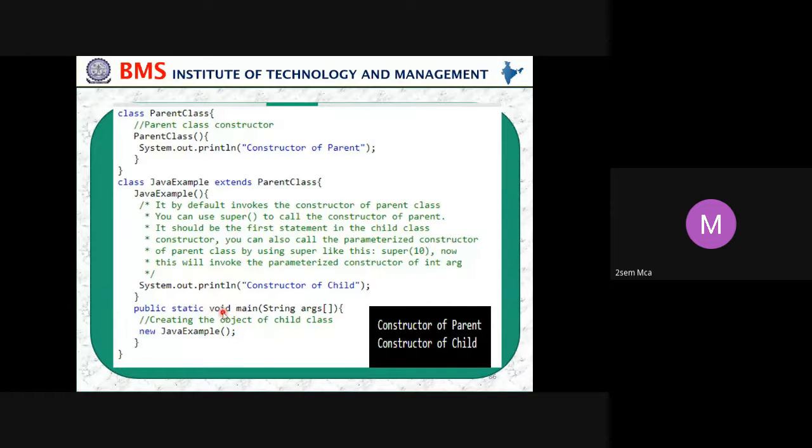Then public static void main(String[] args). Then new JavaExample. What we are doing is just creating an object of JavaExample. Because both of them are constructors, you can see ParentClass is a constructor, and JavaExample is the constructor for this class. So when we create an object, the constructor of the parent will be displayed first, then the constructor of the child will be displayed. This is the use of a constructor.